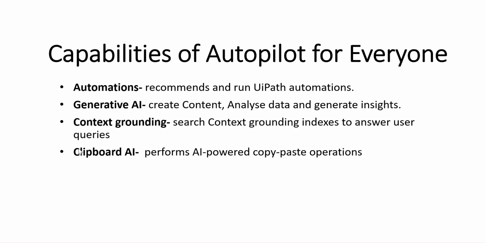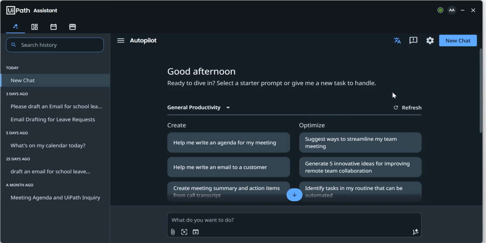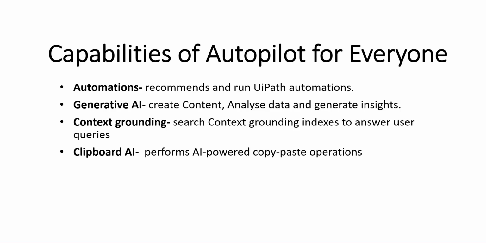And then Clipboard AI. Clipboard AI is a feature where you can copy and paste data from one source to another destination, right? The source and destination can be any type. So here in this Assistant also, suppose we have some data, from this Assistant you can copy the data and paste it in any type of destination, either an Excel sheet or a web application or anything, even in the SAP screen, right? So the destination can be any type. It is totally AI powered, so it will copy and paste data from one source to another destination.